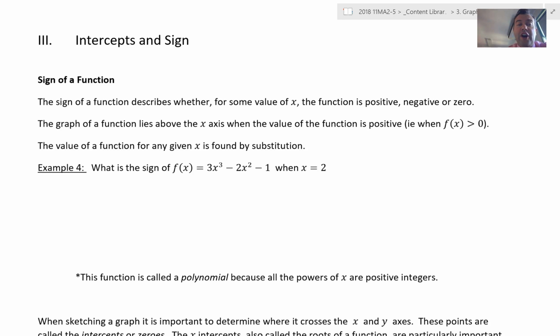Intercepts and the sign of a function. Let's talk about the sign of a function first. By this I don't mean the value, although something a little bit like that. I'm interested in, at some value of x, is the function positive or negative? How do I determine that?